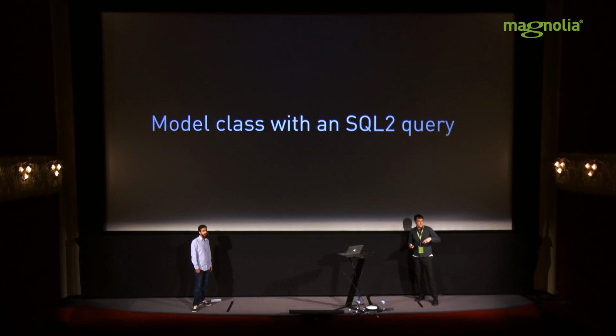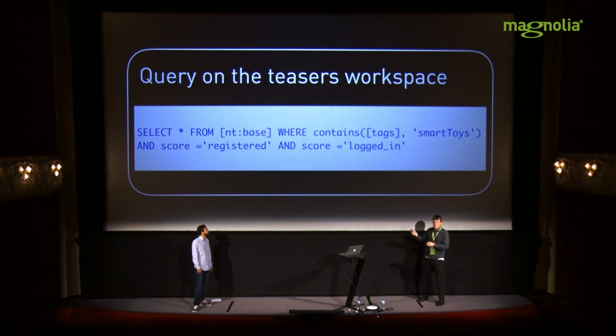So how to do it? In the end, what you need is, for your component, a model class, and this model class is going to run an SQL2 query. This SQL2 query is going to be executed against your teasers workspace, just to select the right teaser. More or less, that's the full secret. Let's dig a little bit deeper. This is a query, and it looks almost all the time the same. What I'm doing here is simply I'm going to select a teaser with the right tag smart toys and the score registered and the score logged in. And I instantly get from my query this data set for the teasers that we see back.